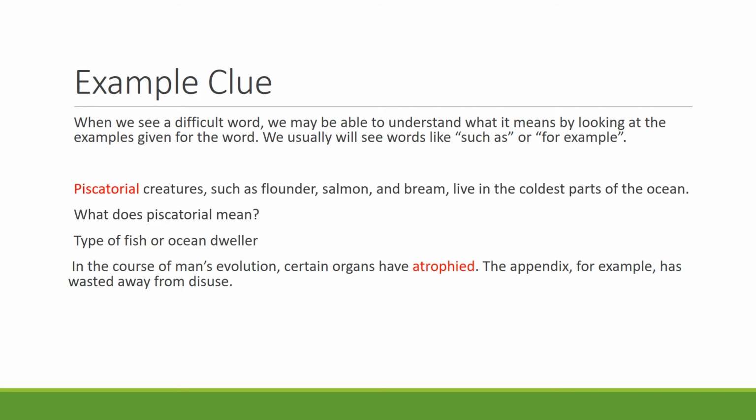Here's another example. In the course of man's evolution, certain organs have atrophied. The appendix, for example, has wasted away from disuse. Here we see in our second sentence, we get the example. This is from the phrase, for example. It has wasted away from disuse. Atrophy most likely means no longer useful, no longer needed, and or weak.